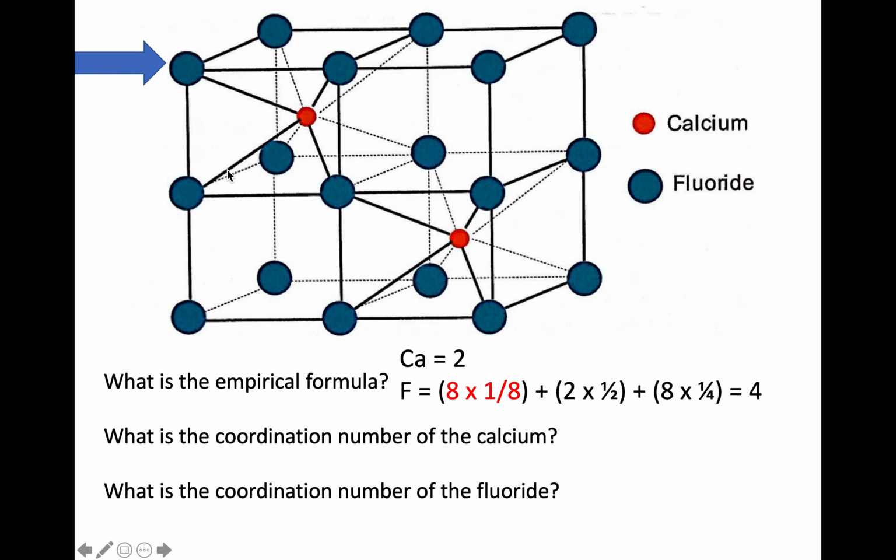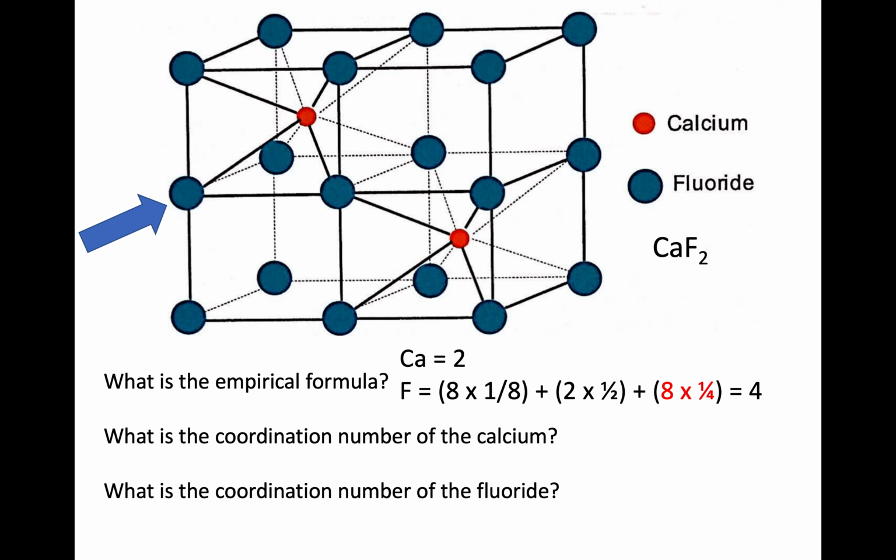I have 8 that would each have a 1/8 contribution, 2 that are found on the faces that would all be 1/2 as they're shared with a neighboring unit cell, and 8 that have a 1/4 contribution as they'd be found in 4 unit cells. Adding that all together, okay, it works. Calcium fluoride has 2 calciums per unit cell, 4 fluorides, leads us to the empirical formula that we would have anticipated.